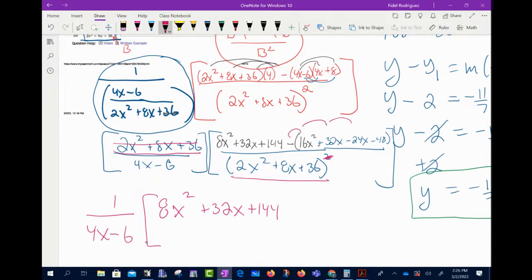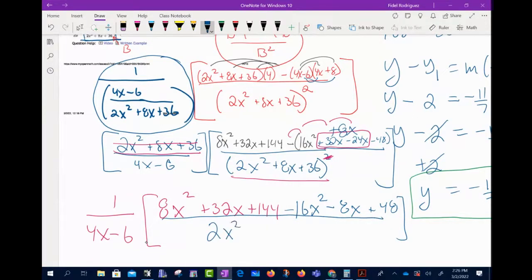But can we combine these guys to begin with? What's 32 minus 24? 8. So this piece right here, y'all, really became a positive 8x. Right, when we distribute our negative sign, that's going to be a negative 16x squared and a minus 8x and a positive 48. And I still have that 2x squared on the bottom.